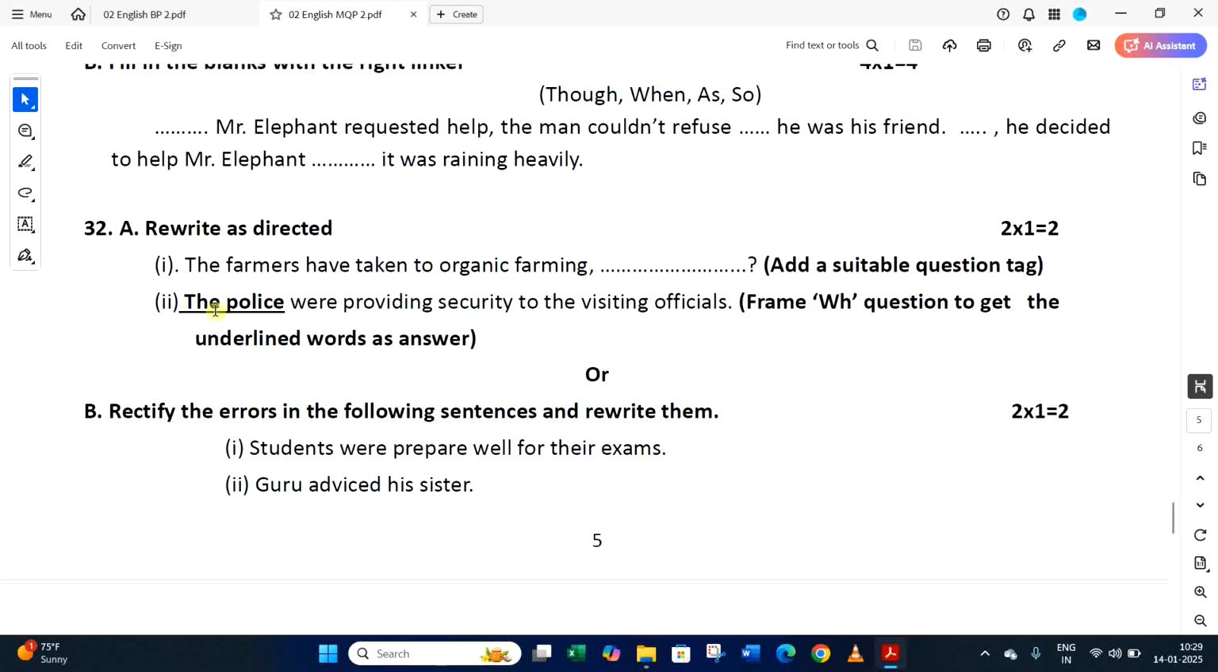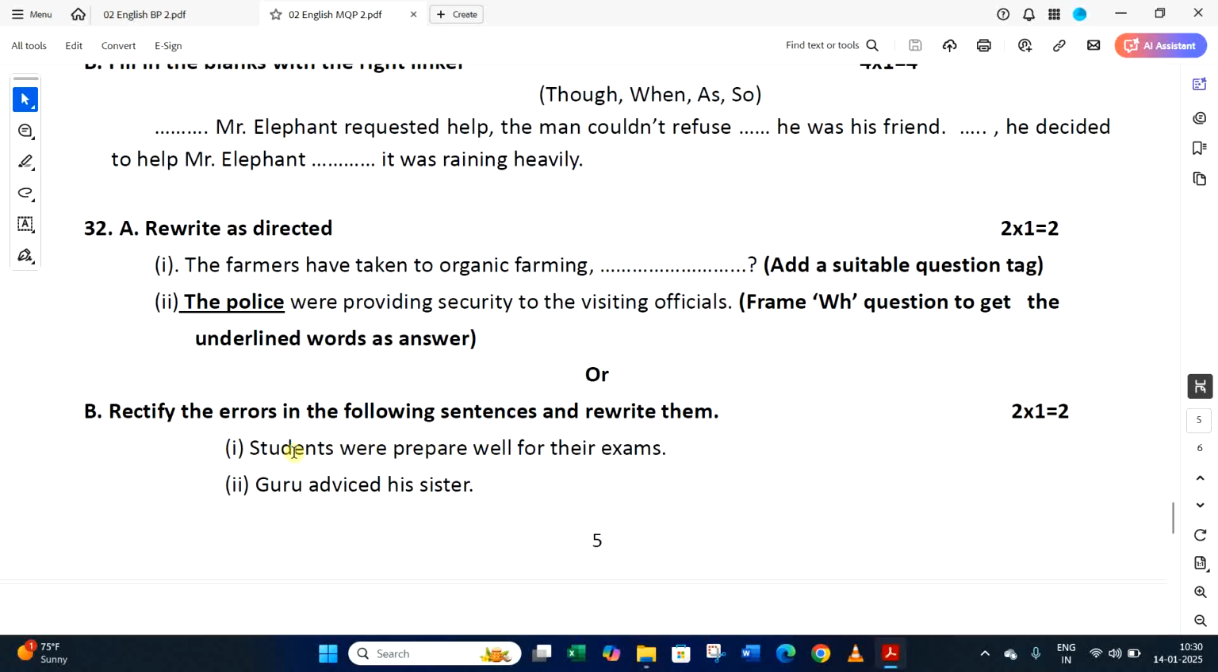Second question is all about framing a WH question to get the underlined words as an answer. So here you will find, my dear students, the police, it has been underlined, and then we are asked to frame a WH question to get the underlined word as an answer. So for 2 marks. In addition to that, we have rectify the errors in the following sentences and rewrite them. In addition to that, we have sentence correction for 2 marks. So 2 sentences we have to correct grammatically, structure wise, meaning wise.